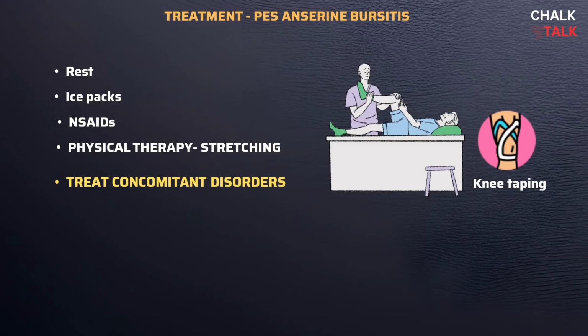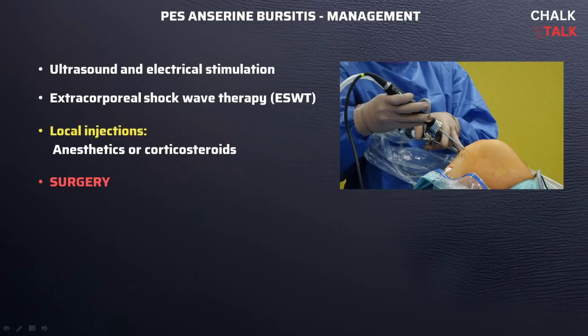The treatment of Pes Anserine bursitis is usually conservative. Rest or reducing excessive activity helps the bursitis settle, while ice packs and non-steroidal anti-inflammatory drugs control pain and inflammation. Physical therapy is also key. This includes stretching, knee taping, and targeted exercises, as well as treating concomitant disorders. And for cases that don't respond to conservative measures, additional options are available. These include extracorporeal shockwave therapy, ultrasound and electrical stimulation, local injections with anesthetics or corticosteroids, and sometimes surgery in rare persistent cases.